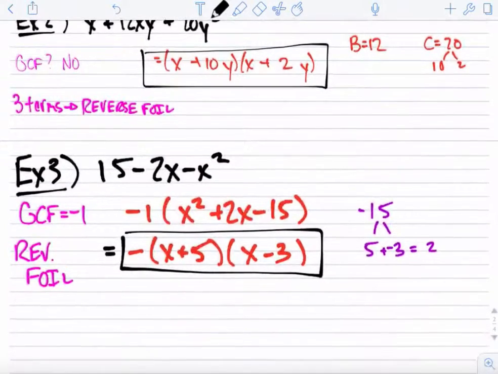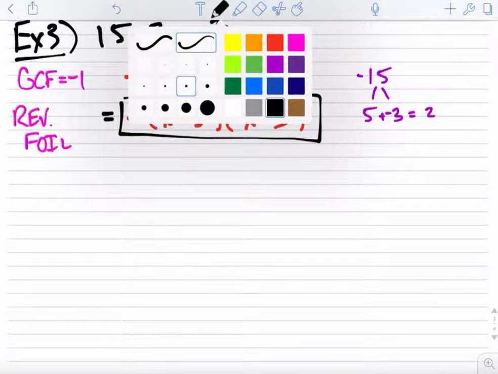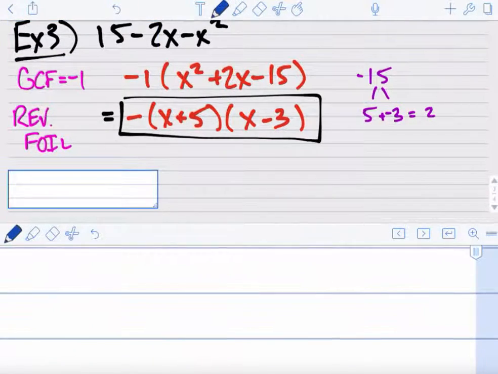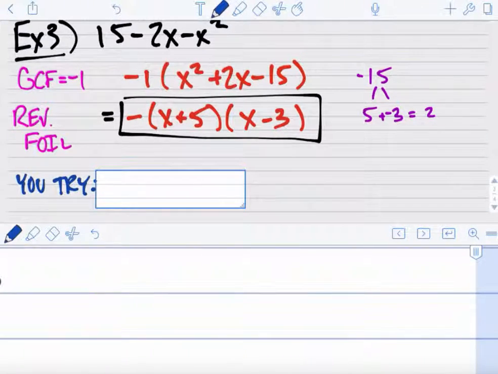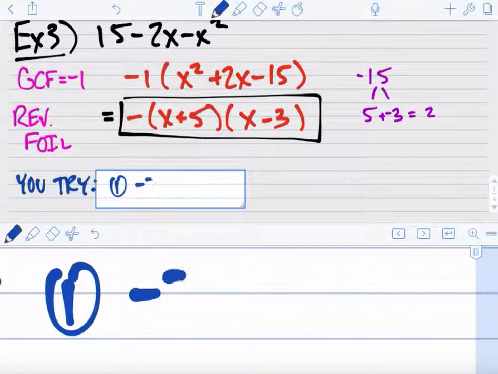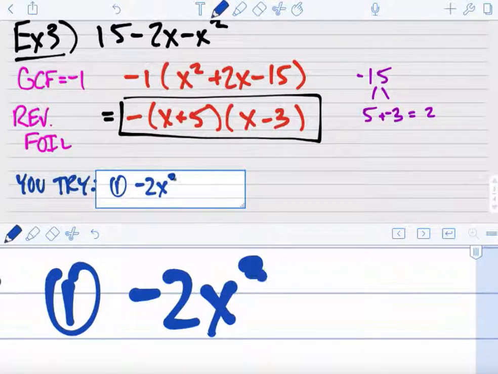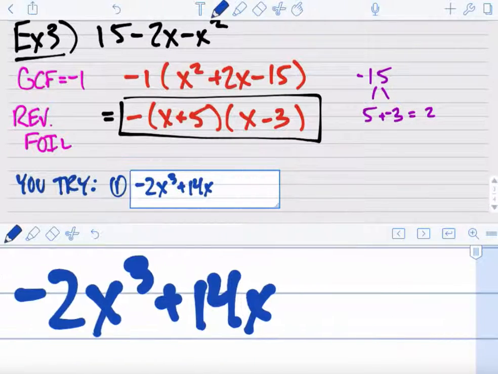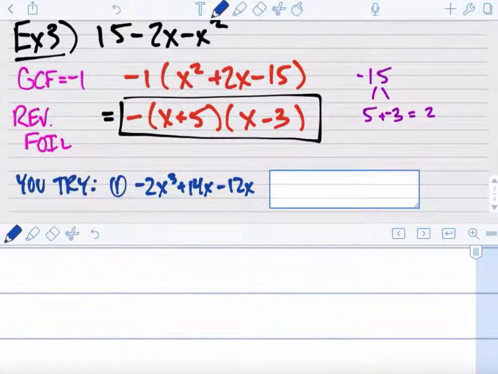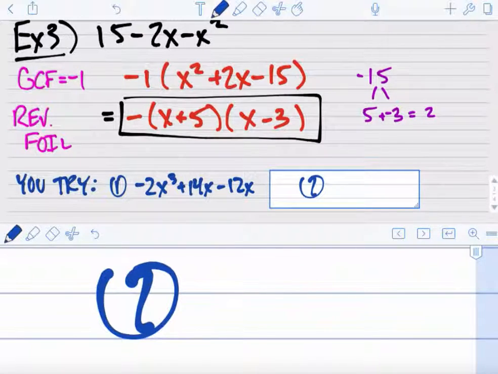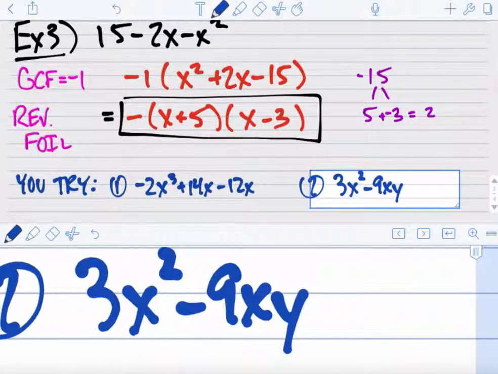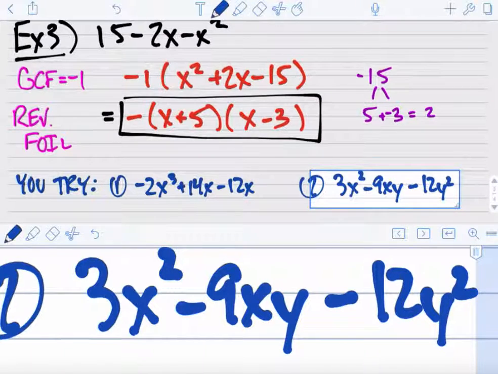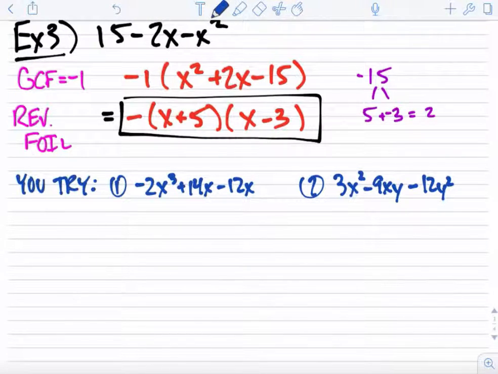Again, this is where we'd normally do the U-try. I'm going to write them down, and you take a second to try them, then pause. The first one for U-try is negative 2x cubed plus 14x squared minus 12x. And the second one is 3x squared minus 9xy minus 12y squared. Pause it right here, and after you've tried both of them, come back and take a look.